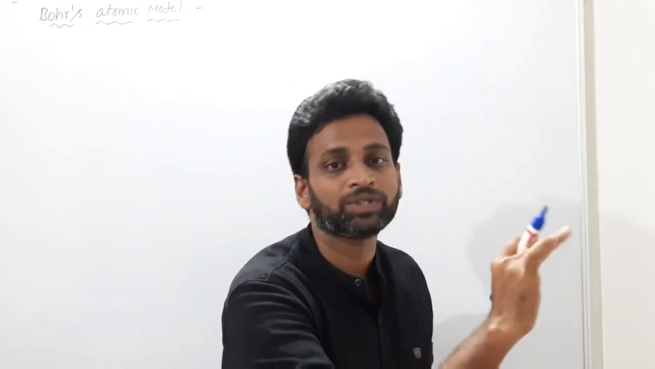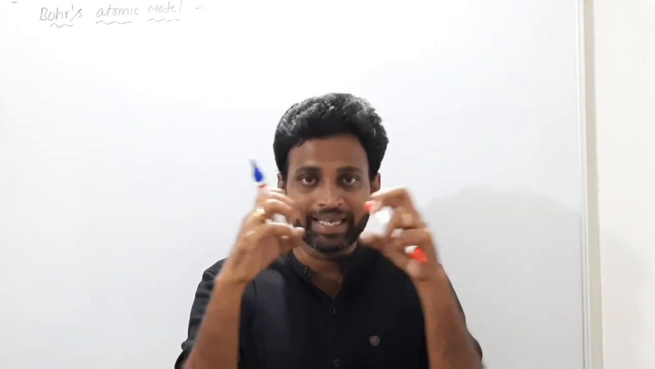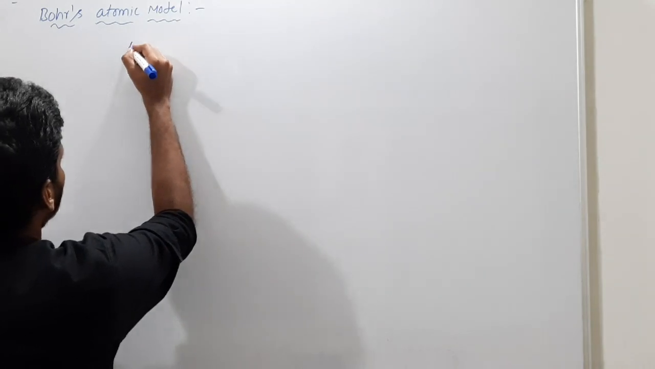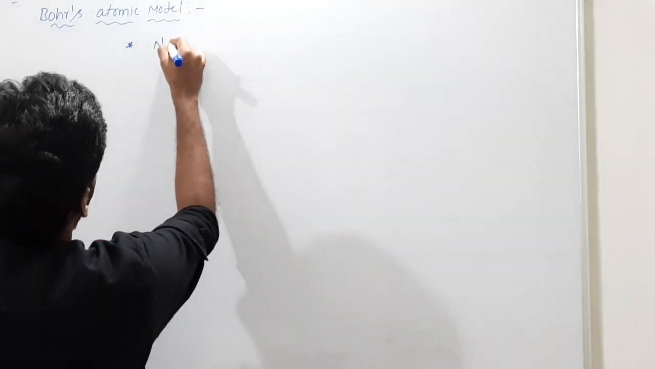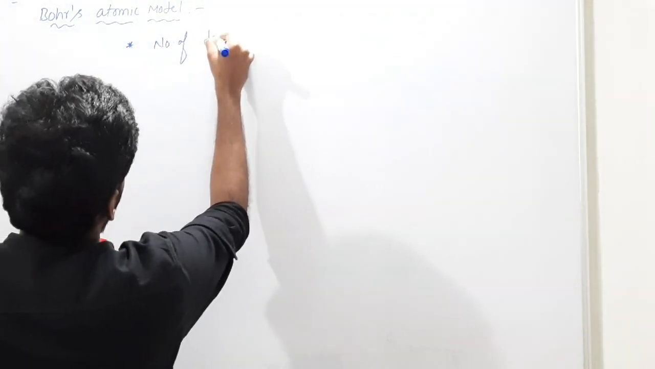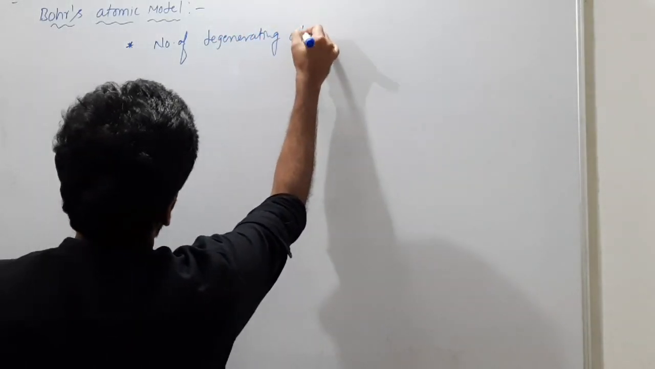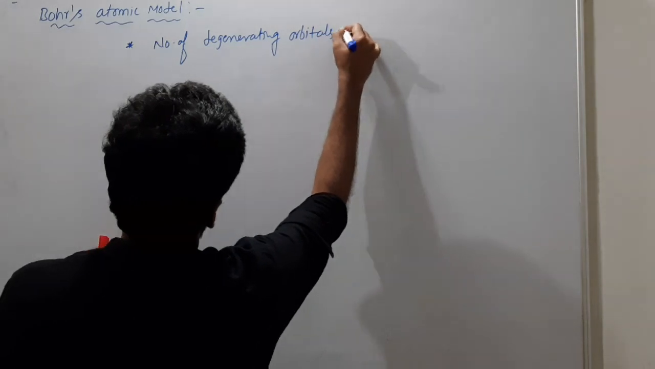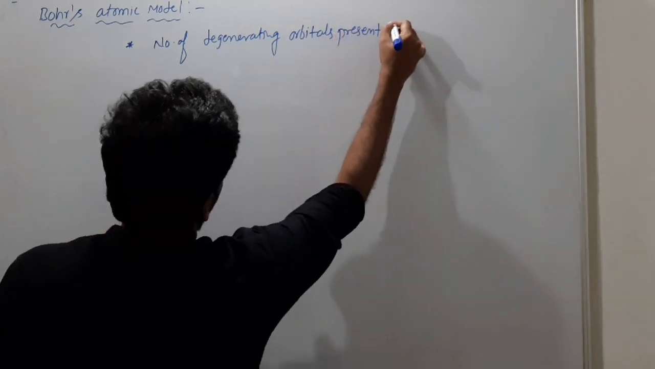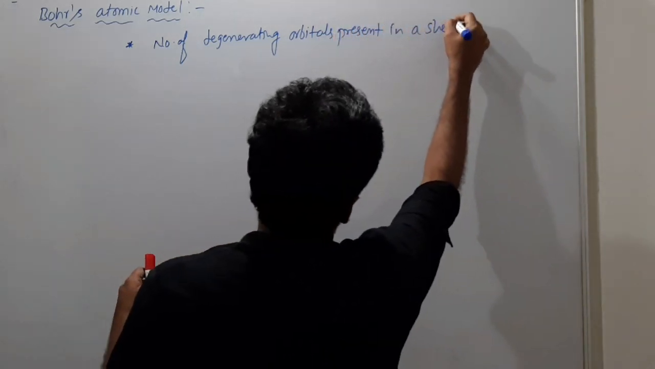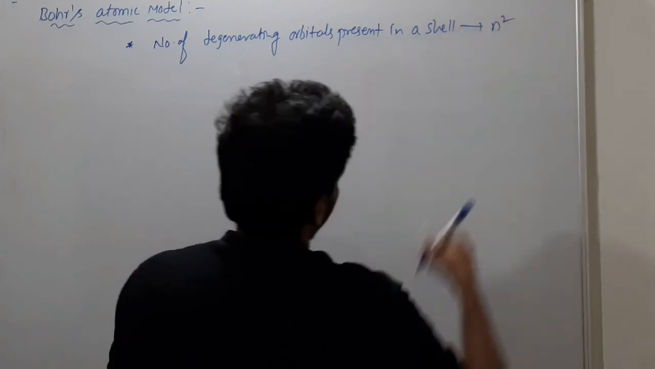These are called subshells. In those subshells we have some classification of degenerate orbitals. Okay, so there is one formula I will give you here. The number of degenerate orbitals present in a shell is given by the formula n square.